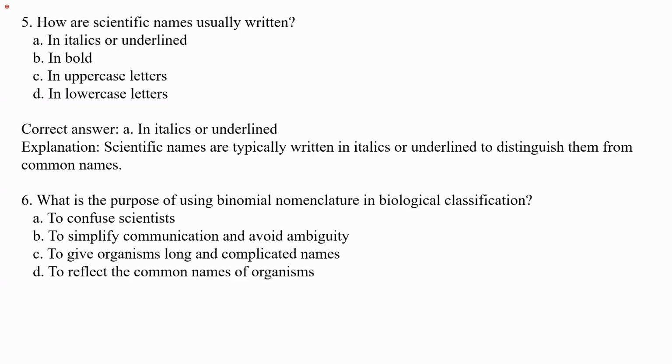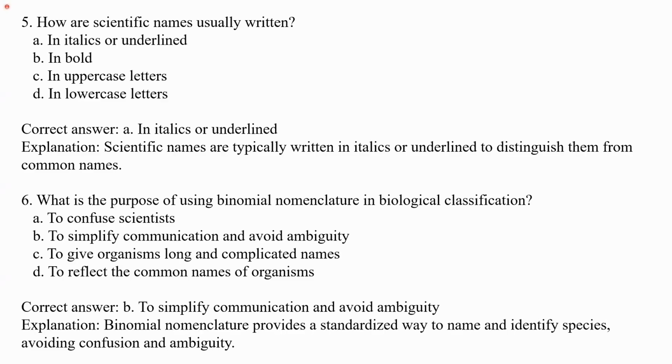The next question is, what is the purpose of using binomial nomenclature in biological classification? The options are to confuse the scientists, to simplify communication and avoid ambiguity, to give organisms long and complicated names, or to reflect the common names of the organisms. The purpose of introducing binomial nomenclature was that organisms having the same characteristics should be recognized by the same name all over the world, in the complete scientific community. It simplifies communication and avoids confusion and ambiguity among scientists across the globe, so the same organism can be identified by the same binomial name. It provides a standardized way to name and identify species.